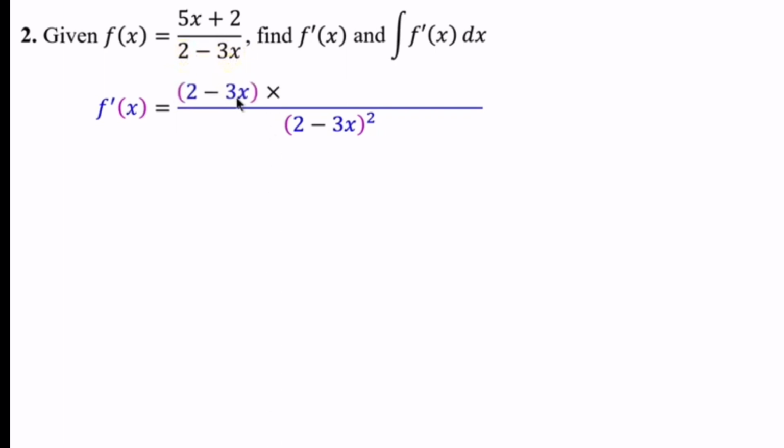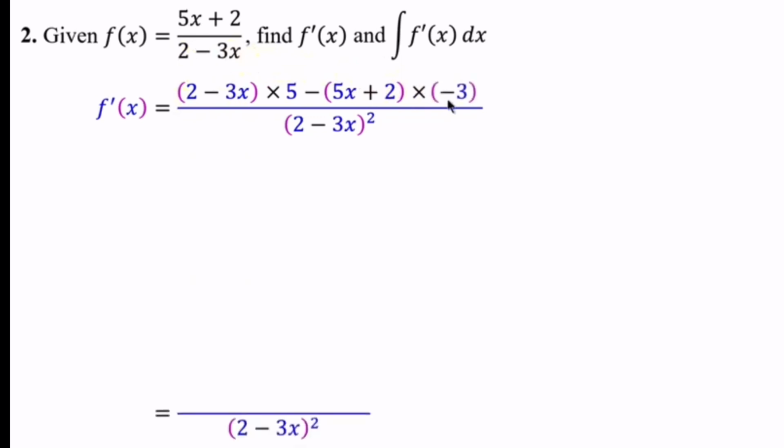And we are going to differentiate the 5x + 2, which is the u. If we differentiate 5x + 2, we will get 5, right? And then you need to minus the u, which is 5x + 2 just now. Copy down the 5x + 2, and we need to differentiate the v, which is actually 2 minus 3x. If we differentiate 2 minus 3x, we will get negative 3, right?